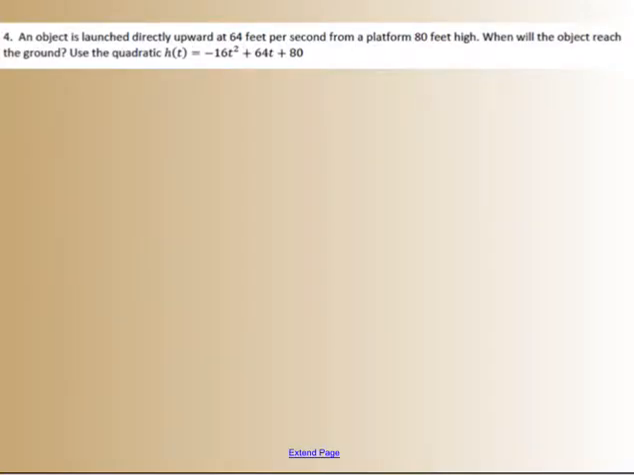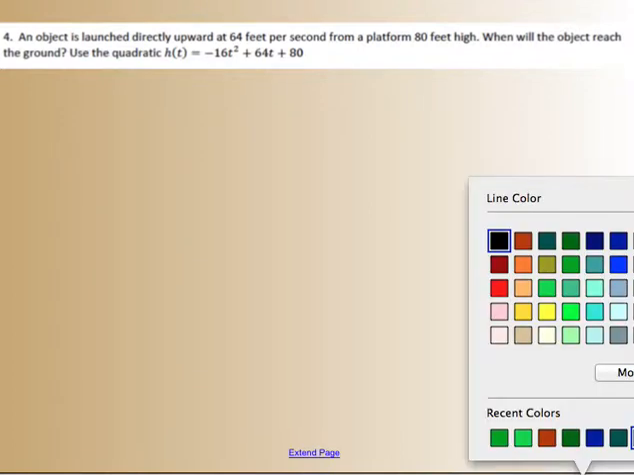Let's take a look at this last problem. So we're launching an object 64 feet per second from a platform 80 feet high. When will it reach the ground? Okay, when it reaches the ground, the height, which in this case is represented by h of t, is going to be 0. Remember, whenever it's asking you about something hitting the ground, you're just going to set the equation equal to 0.